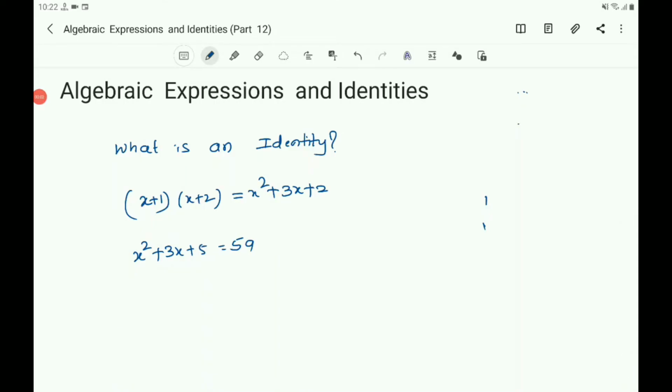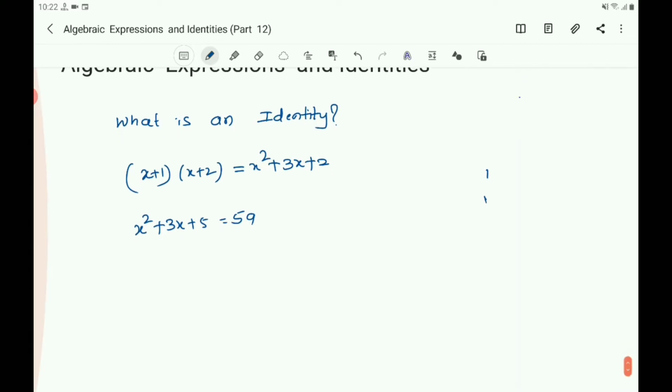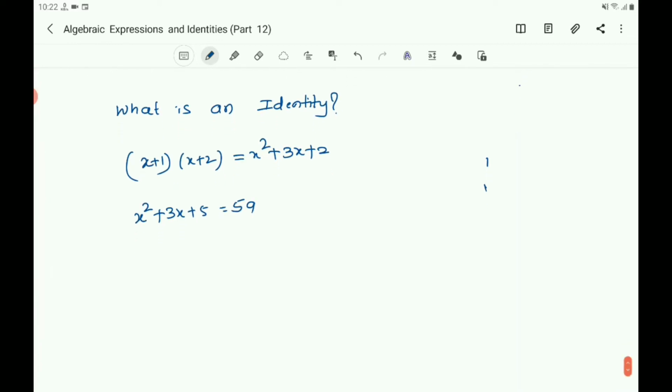Children, let us continue the chapter Algebraic Expressions and Identities. Now let us discuss identities. What is an identity? Here let us observe two equations. One is (x plus 1) into (x plus 2) equals x square plus 3x plus 2. Here the LHS is (x plus 1) into (x plus 2) and the RHS is x square plus 3x plus 2. And consider the second one, that is x square plus 3x plus 5 equals 59.